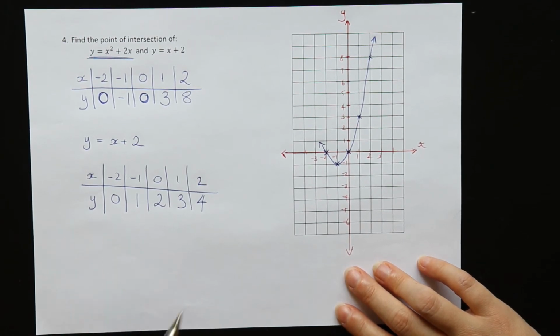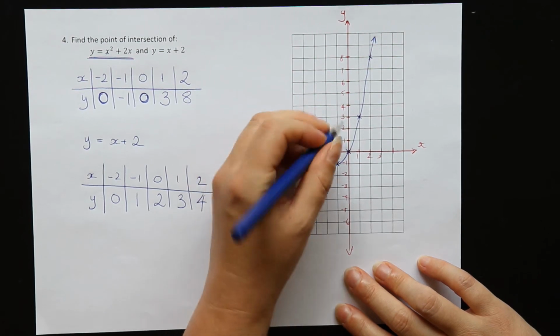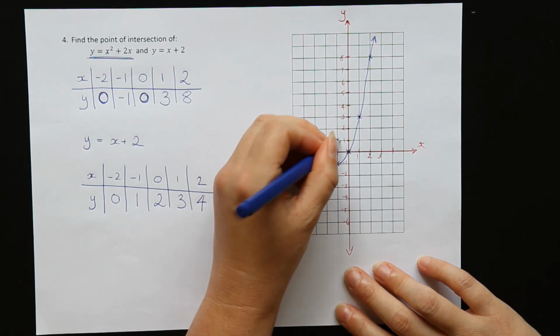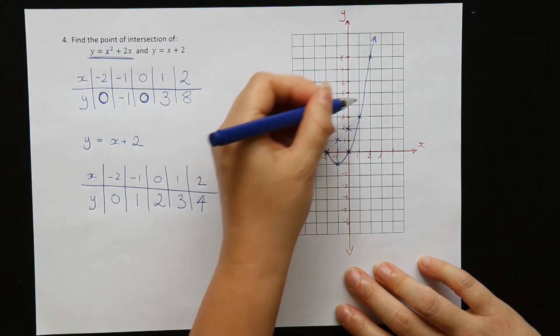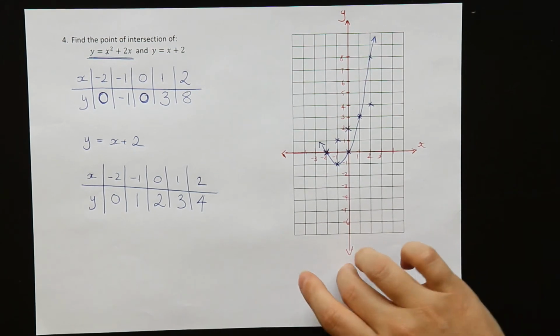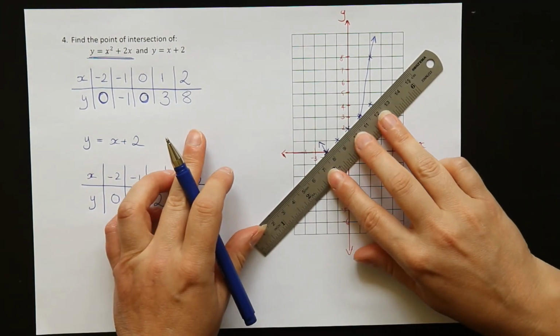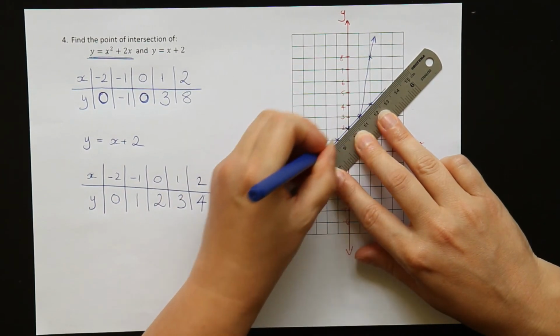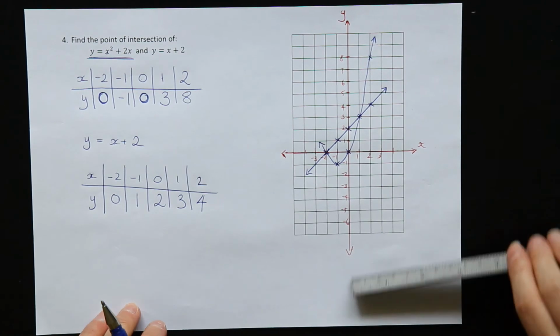Plotting the graph, -2, 0. -1, 1. 0, 2. 1, 3. And 2, 4. It is a straight line. So if we draw with our ruler, a nice neat line through there, there it is.